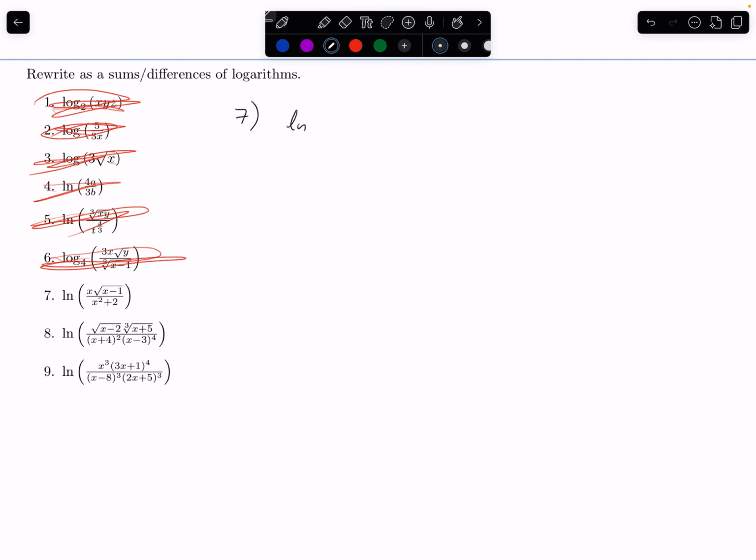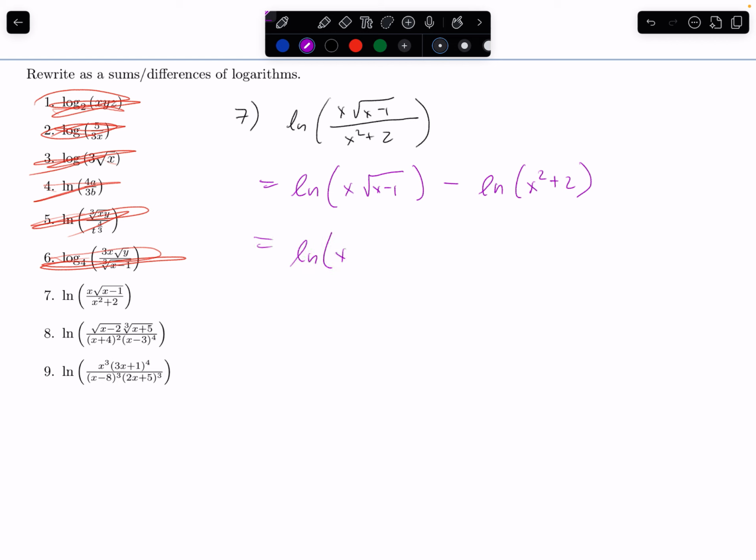Okay, number 7. Got the natural log of x root x minus 1 over x squared plus 2. Okay, first thing, take care of that subtraction. It's going to be pretty much our standard first step whenever you have fractions. So ln of the top minus ln of the bottom. And then there's actually not that much more to do here. Here I'm going to rewrite this as x and then x minus 1 to the 1/2. This ln x squared plus 2, that guy's just going to stay stuck.